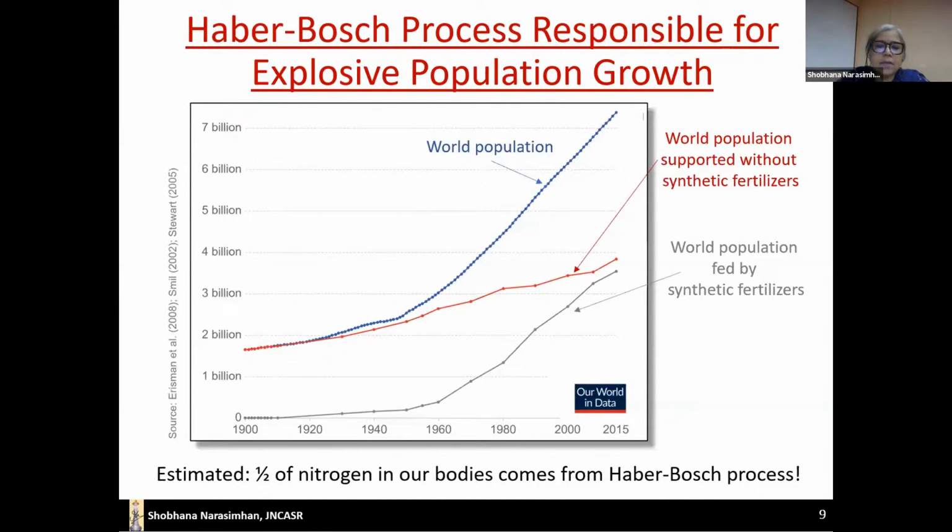So the red curve is estimating how much our population would be able to be sustained if we did not have synthetic fertilizers, if we did not have the Haber-Bosch process to provide us with these ammonia fertilizers. You see that there's this big difference between the red curve and the blue curve. If you didn't have this Haber-Bosch process, we certainly wouldn't have such a huge population. Now you could argue that it's good or it's bad that we have such a huge population, but you can't argue that it's certainly made a big difference to our lives.